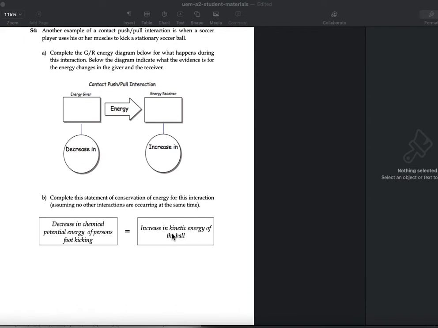And for B, as you see, in the boxes I put decreases in chemical potential energy of the person's foot kicking forward, and it equals the increase in kinetic energy towards the ball.